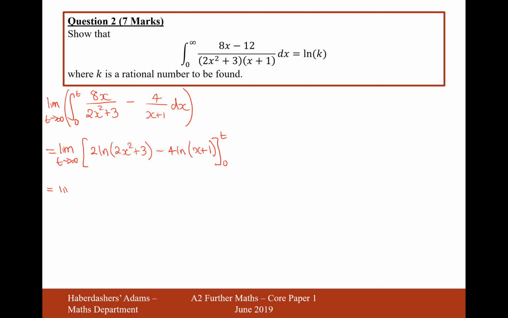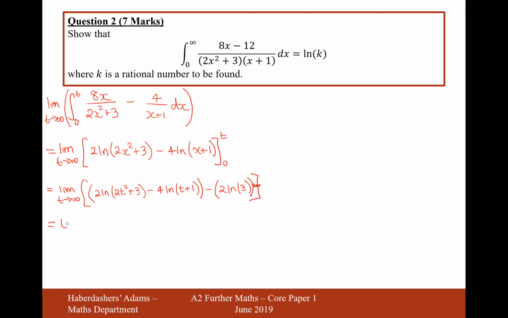So let's now substitute those in. T is tending towards infinity of, now substituting the first one, it's going to be 2 ln(2t² + 3) minus 4 ln(t + 1). That's t substituted in. Now we'll subtract 0 being substituted in. That's going to be 2 ln 3 minus 4 times ln 1. Ln 1 is just 0, so we can just ignore that last little bit.